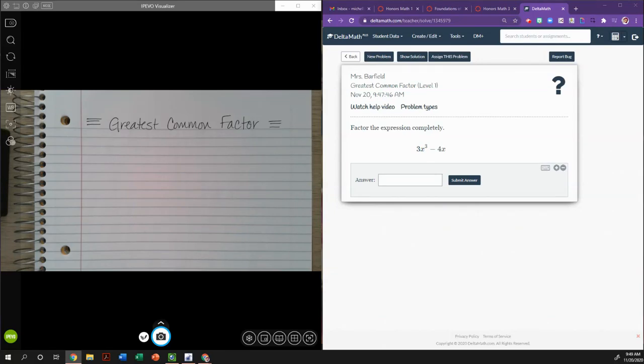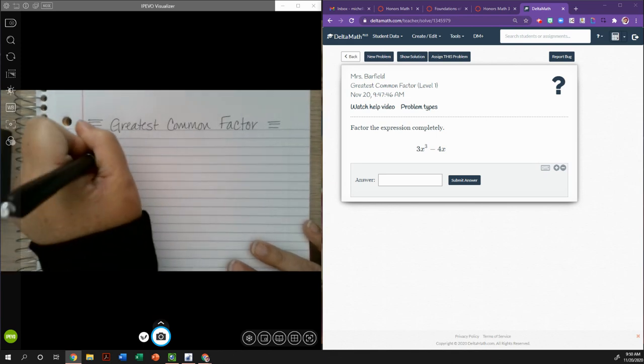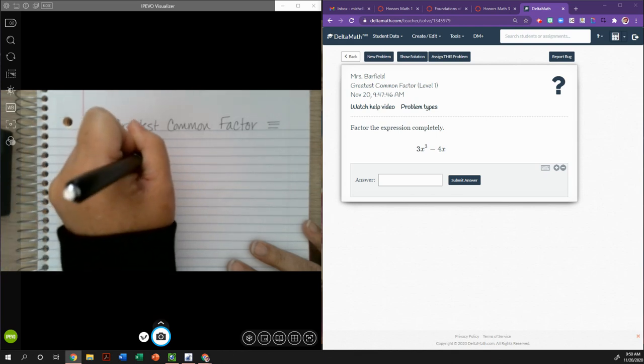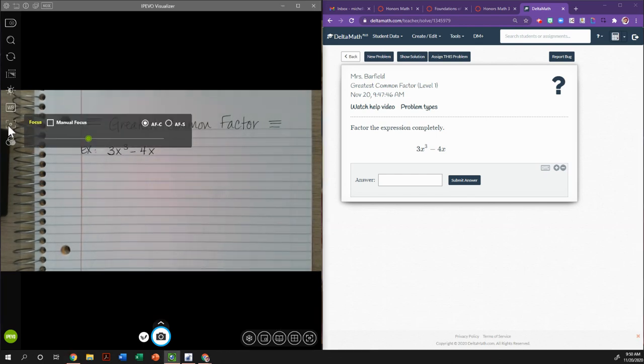All right, guys, so we are going to be looking at greatest common factor. All right, so you can see the problem that I have on the left. It says 3x to the third minus 4x. And what they want me to do is factor out the greatest common factor.